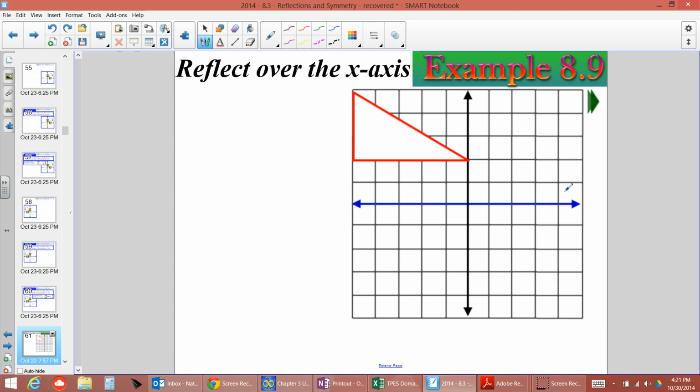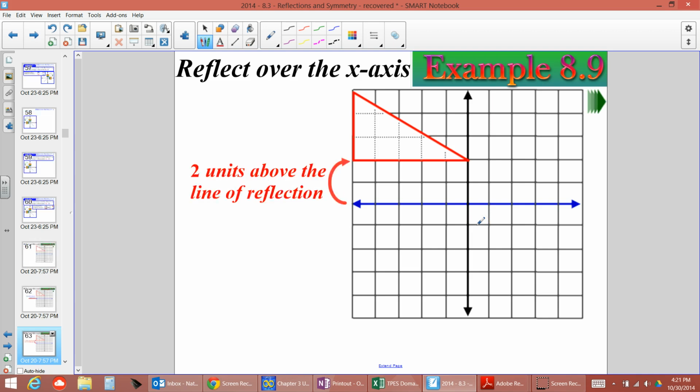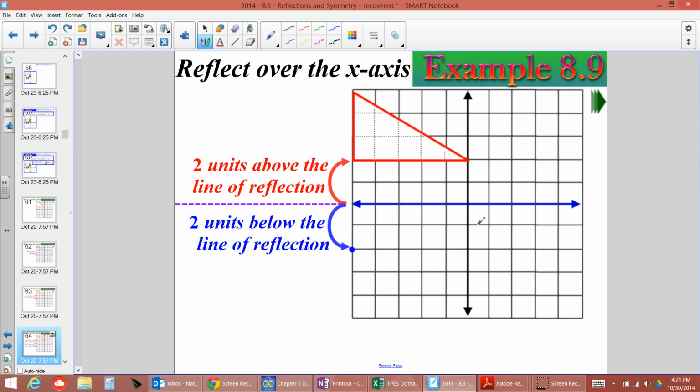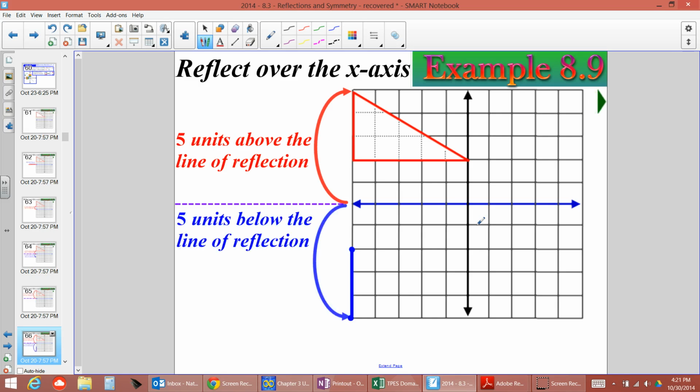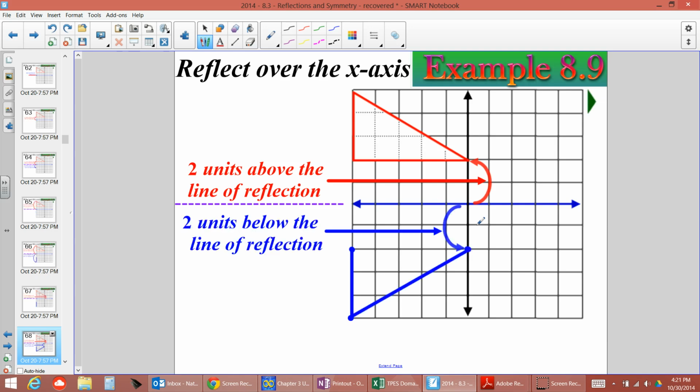Reflecting over the x-axis, we've got a couple different options. I want to show you graphically how to do this first. Here's the x-axis in nice big blue. Now, I count to the line, 1, 2, and then I count again, 1, 2, and there's my point. I have to look at how far away from the line of reflection I am. The point is 2 above the line, so I have to have my reflected point be 2 below it. This one's 5 above the line, so I have to go 5 below the line and connect the dots. 2 above, 2 below. I draw my line, and I've successfully reflected this shape over the x-axis.